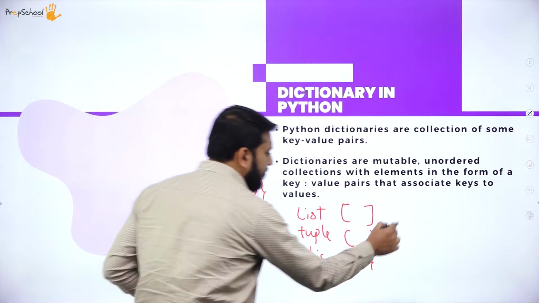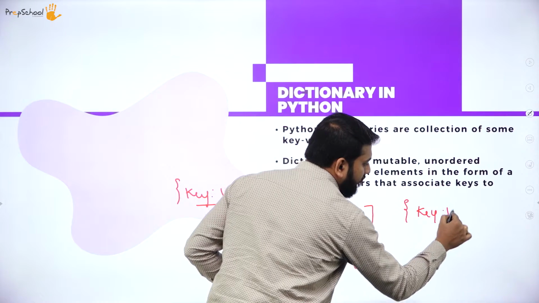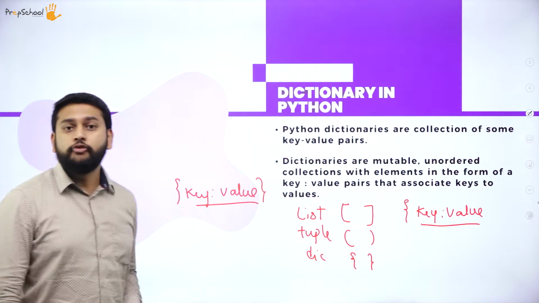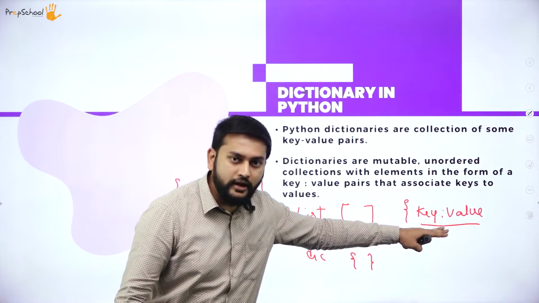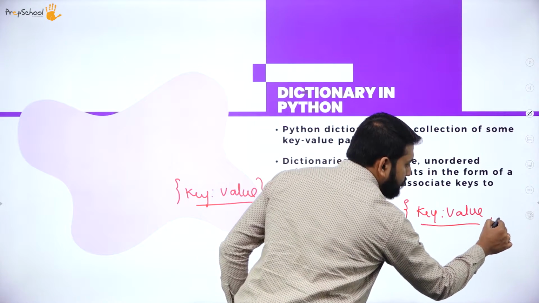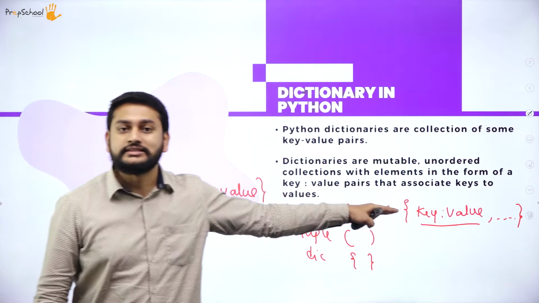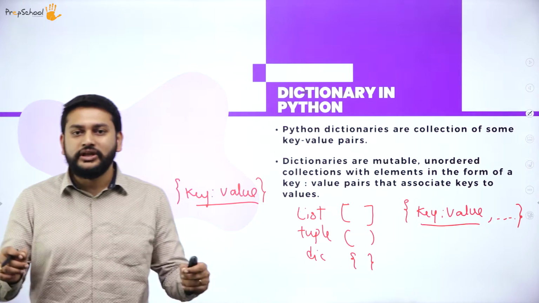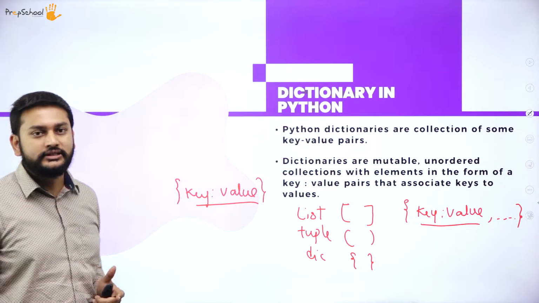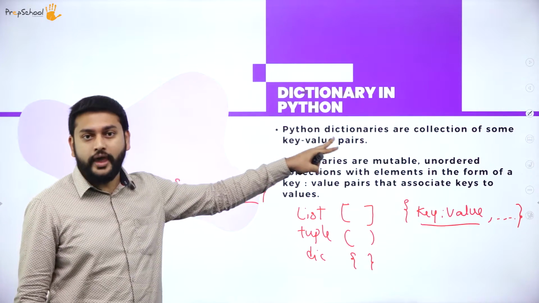So inside the flower bracket, I will have a pair of key and values, okay? So like this pair, I can have n number of pairs inside this flower bracket, okay? So I can have n number of key and value pairs inside the flower brackets. This is the brief introduction that I would like to give all of you with respect to dictionaries, right? Python dictionaries are the collection of key value pairs.